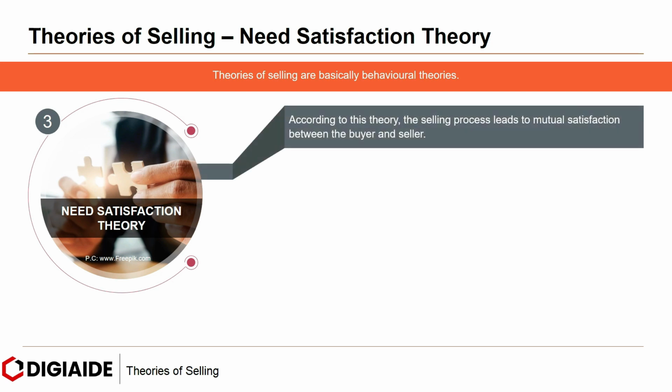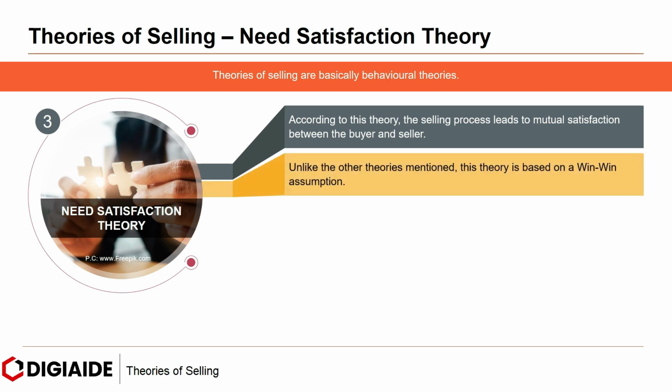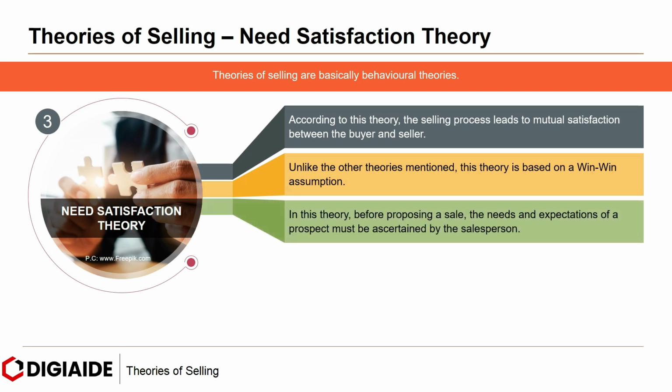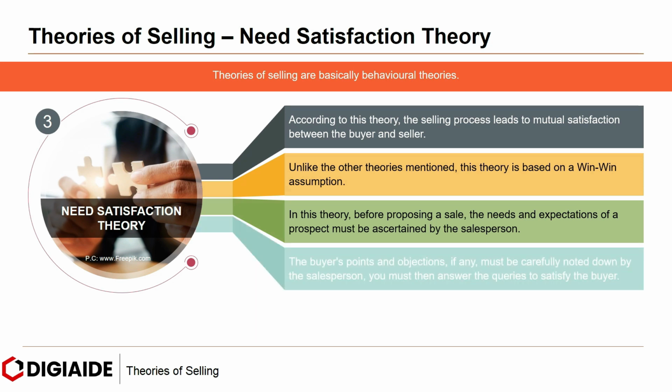Next, and the final theory, is need satisfaction theory. According to this theory, the selling process leads to a mutual satisfaction between the buyer and the seller. Unlike the other theories mentioned, this theory is based on a win-win assumption. In this theory, before proposing a sale, the needs and expectation of a prospect must be ascertained by the salesperson. The buyer's points and objections, if any, must be carefully noted down by the salesperson. You must then answer the questions to satisfy the buyer.